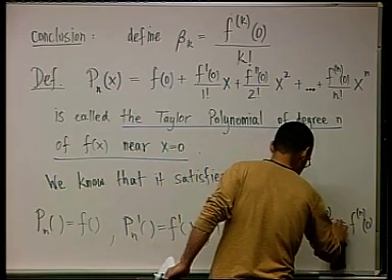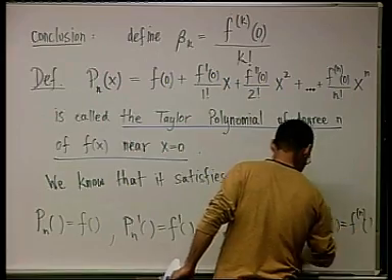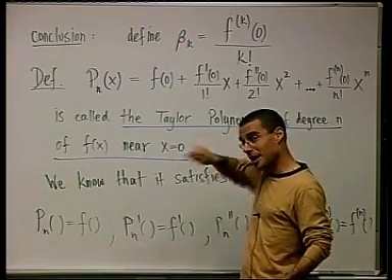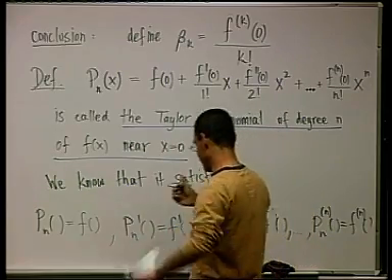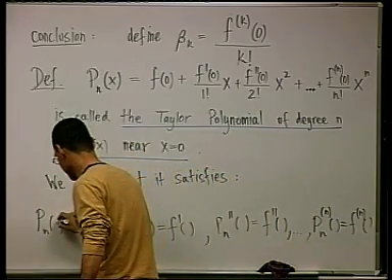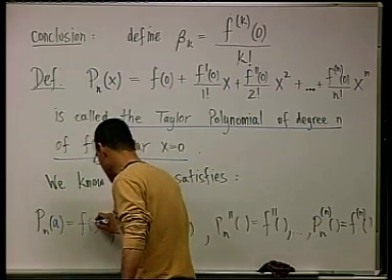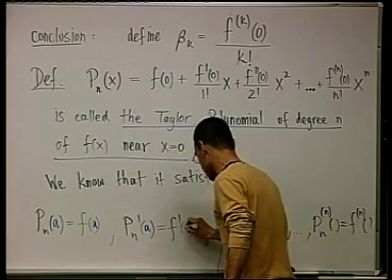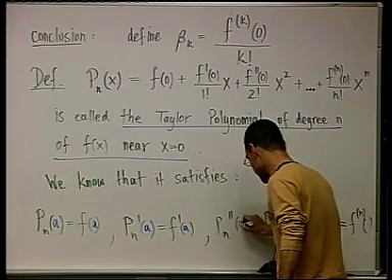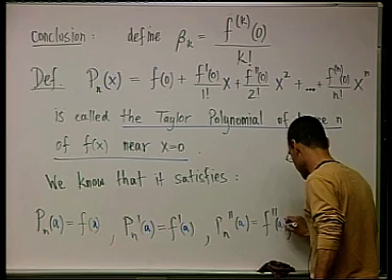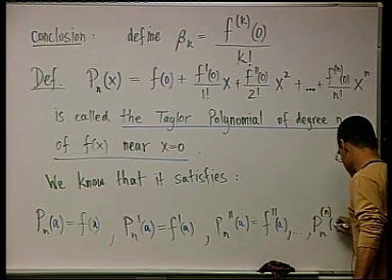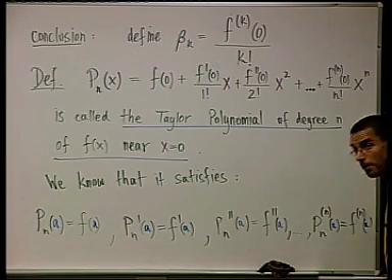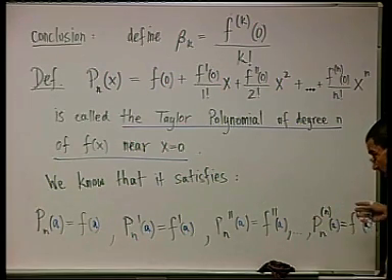I just did something so stupid. Instead of erasing all those zeros, I just could have added the tails. Oh, well. I wanted them in blue. So Pn of A equals F at A. Pn prime at A equals F prime at A. Pn prime prime at A equals F prime prime at A. Pn nth derivative at A equals F nth derivative at A. You want all these properties to hold at the point A.